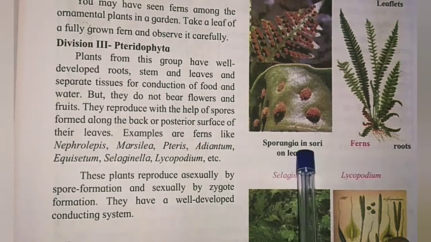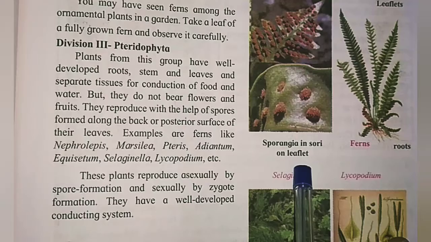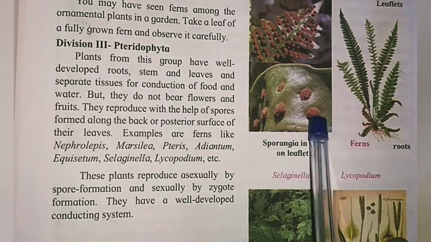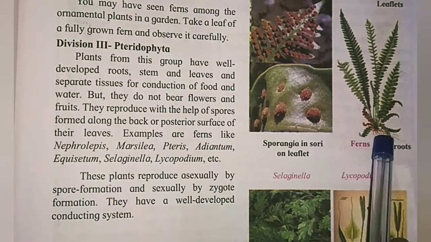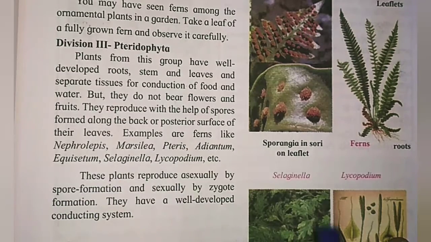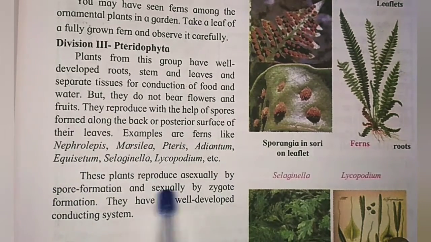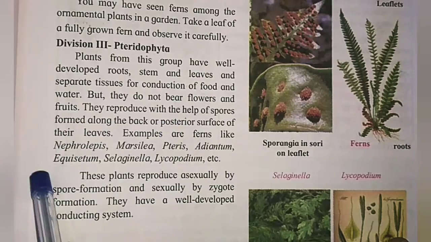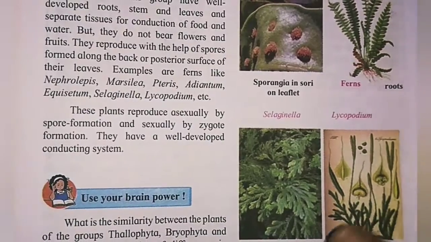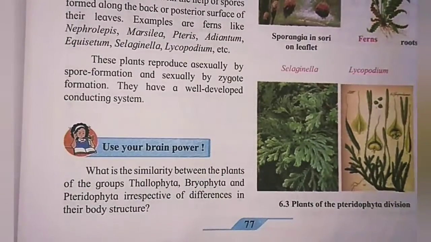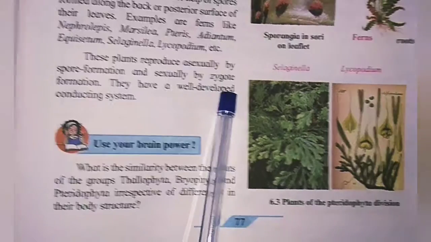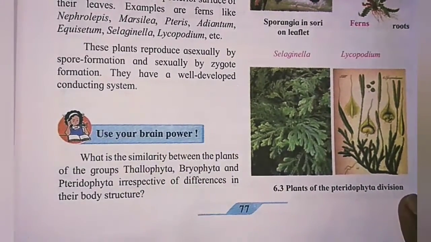So, sporangia in sori on leaflet. These ferns, these are roots. These are the show plants which we are using in the garden to get a nice-looking garden. Okay. So these are the examples of the Pteridophyta plants. So these plants reproduce asexually by spore formation and sexually by zygote formation. Okay, so they can reproduce both ways.